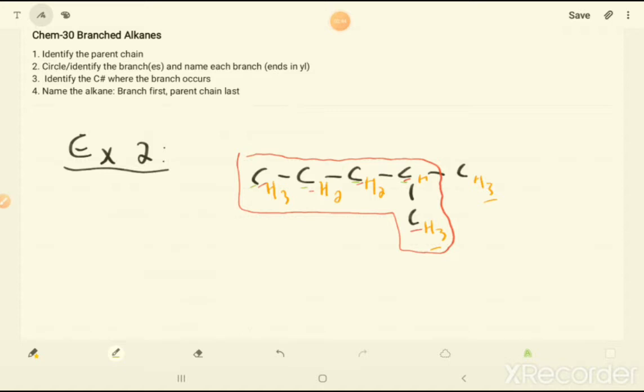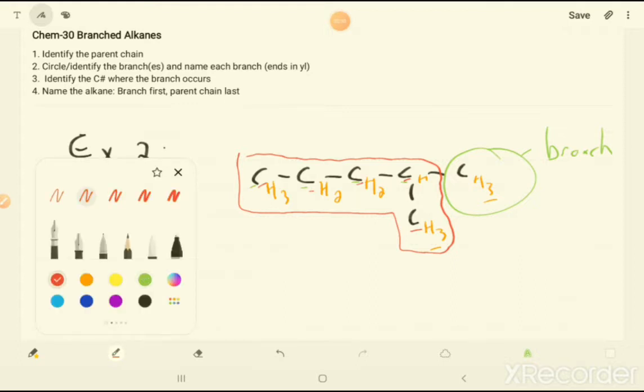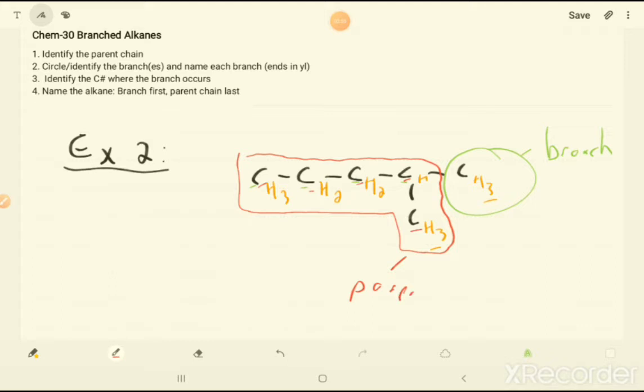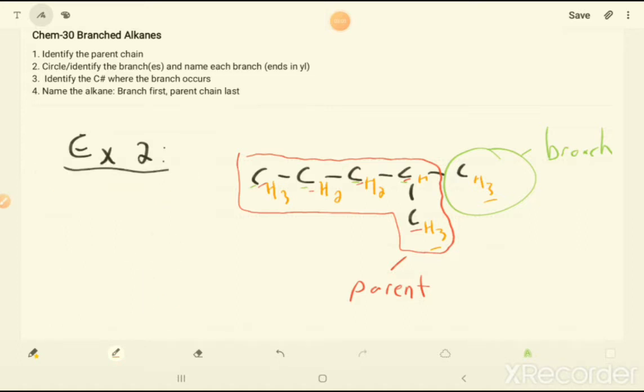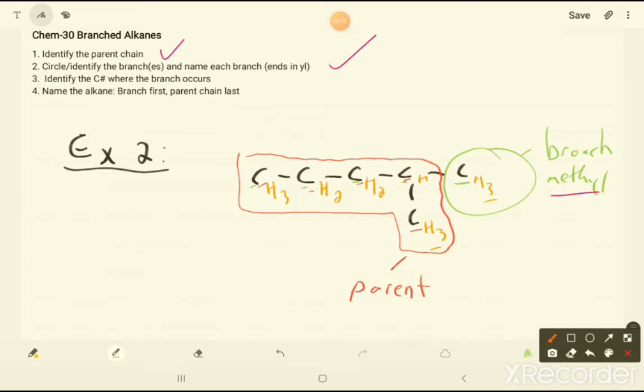And we said that anything that sticks out is the branch. So here's the branch, and then this over here is, of course, the parent chain. Now, the rule is that we're going to name the branches next. When we name the branches, we count the number of carbons like we do our parent chain, but we're going to add -yl at the end. So this has 1 carbon, so we know that this is a methyl. And so when we check our steps off, we've identified the parent chain, we've circled all the branches and we've named it over here. So we can check that.